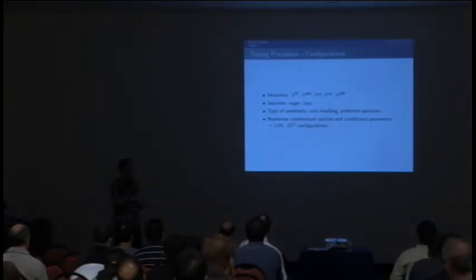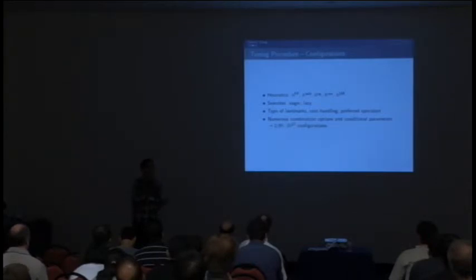Well, for satisficing search, we used five different heuristics: the FF heuristic, the h-add heuristic, the causal graph heuristic, the context-enhanced additive heuristic, and the landmark heuristic. We have two types of searches: eager best first search and lazy best first search. We can choose which type of landmarks we want to use, how the costs are handled, and if we ignore or respect the preferred operators.